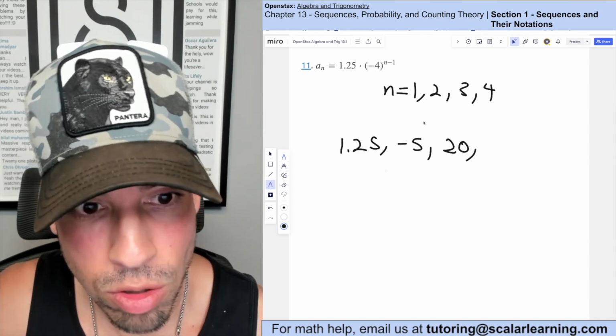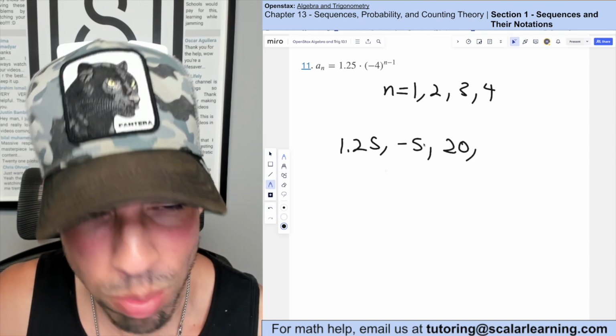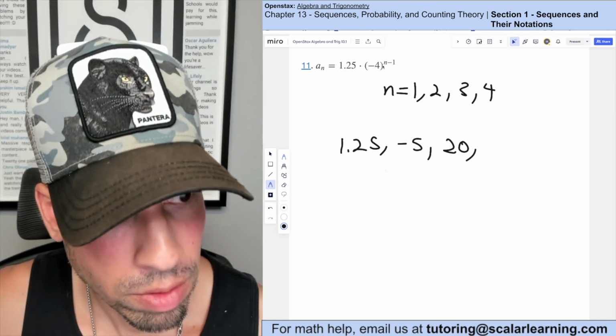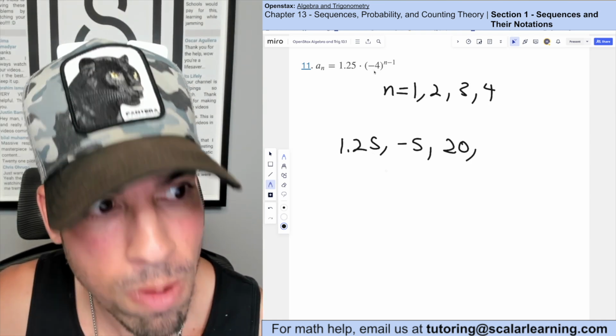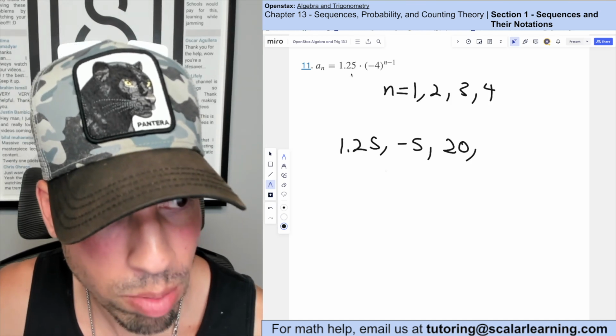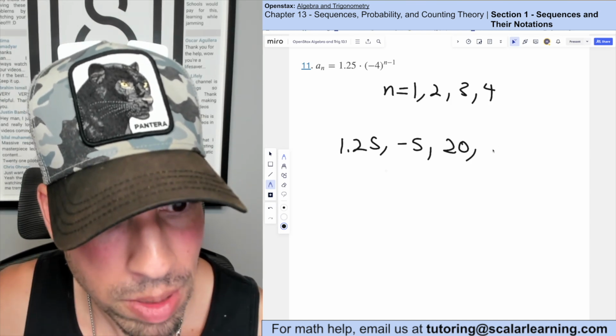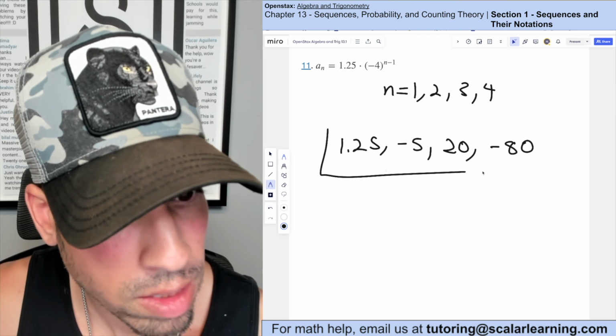16 times 1.25 is 20. Positive. And last but not least, notice the alternating, it goes back and forth between positive and negative. Plug in 4. Negative 4 to the 4 minus 1, which is 3. That's negative 64. Negative 64 times 1.25 is going to be negative 80. That's how you do it.